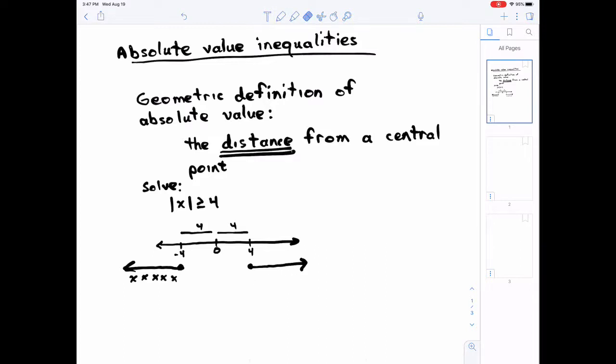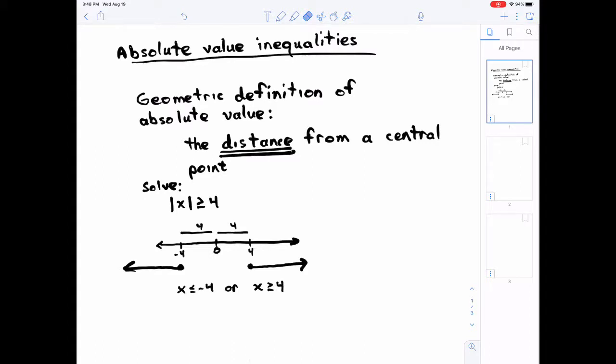Now, remember I told you at one point, always give the answer in the form of the original problem. So, okay, we've got the answer. The answer is a graph, but that's not an acceptable form. You can give the answer 2 ways. One is an inequality, and the inequality would be x is less than or equal to -4, or x is greater than or equal to 4. Those are all the points that make the original statement true.